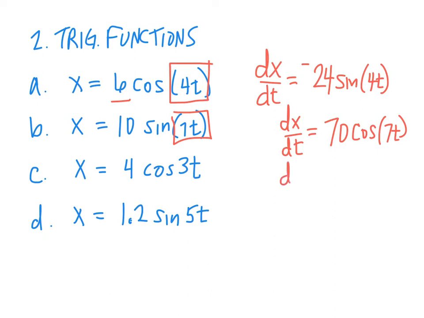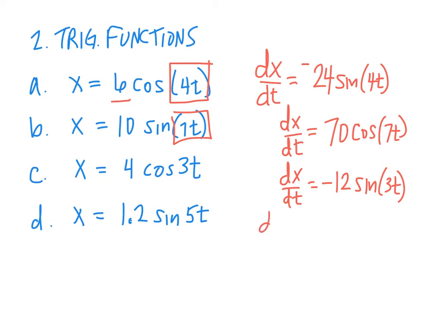Let's do it again. dx/dt. This is cosine, so I'm going to pick up a negative. So it's going to be negative, and it's going to be 12 sine of 3t. Okay, I'm going to switch from the cosine to the sine and pick up a negative. And then I'm going to keep that argument, the 3t, the same, but I'll take the derivative. 3 times 4 is 12.